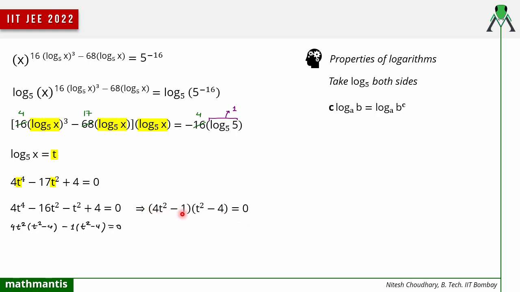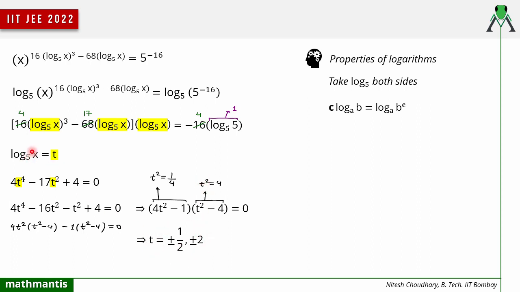4t square minus 1 equal to 0. It means t square is equal to 1 by 4. If t square is equal to 1 by 4, you can find the value of t by taking square root on both sides. So that way you will get the value plus minus 1 by 2. And from here if you solve, you will get the value of t square is equal to 4. So that will give you the value of t equal to plus minus 2.